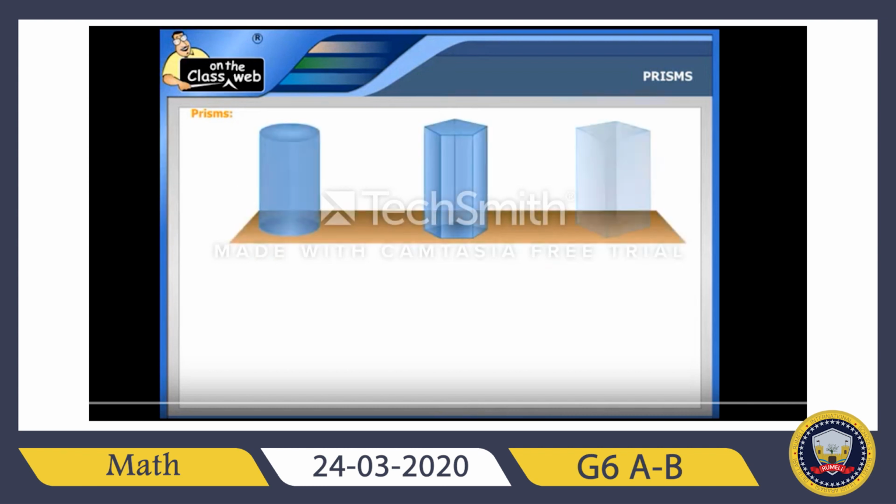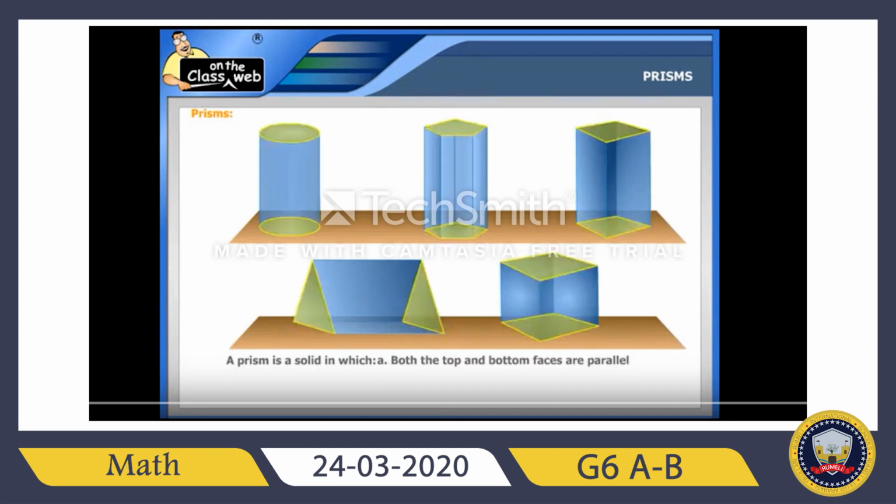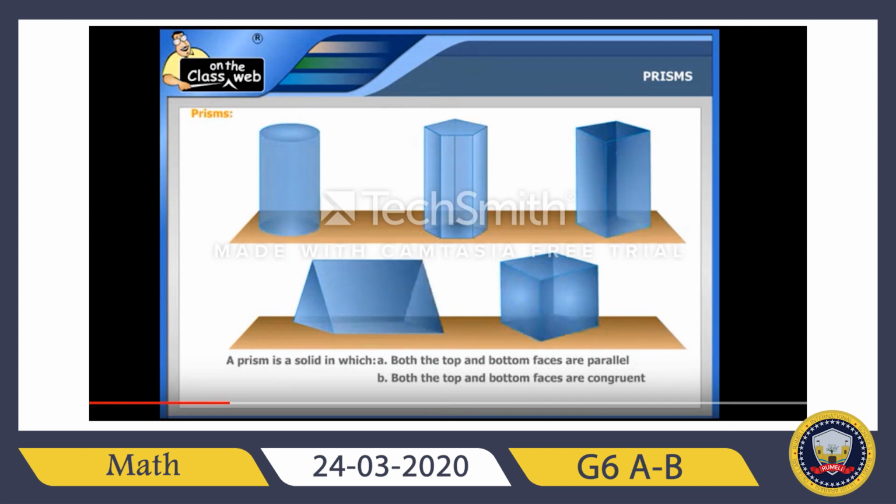Prisms. A prism is a solid in which both the top and bottom faces are parallel. Also, both the top and the bottom faces are congruent. And all the side faces are rectangular in shape.